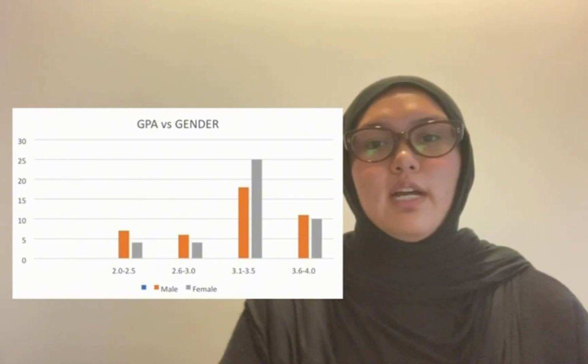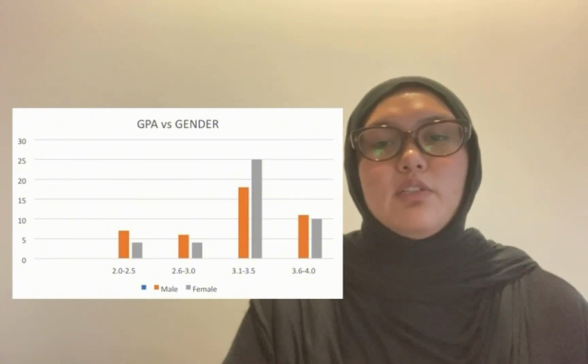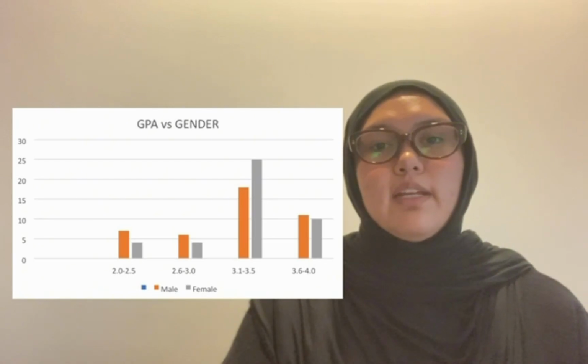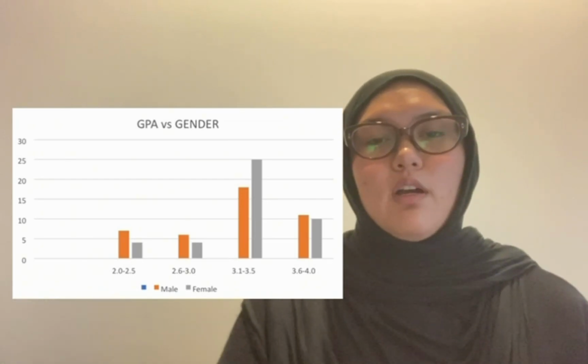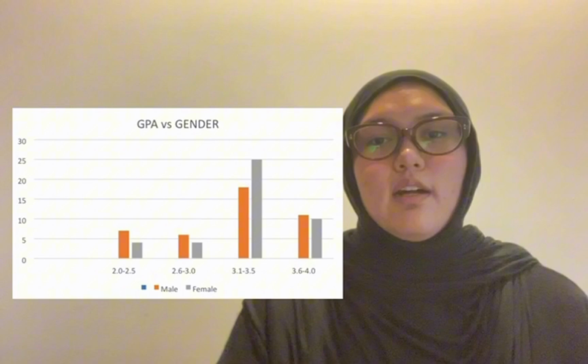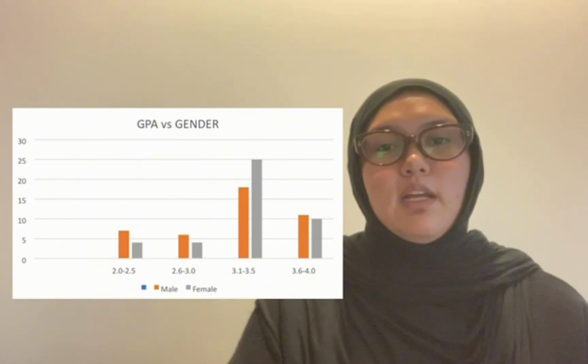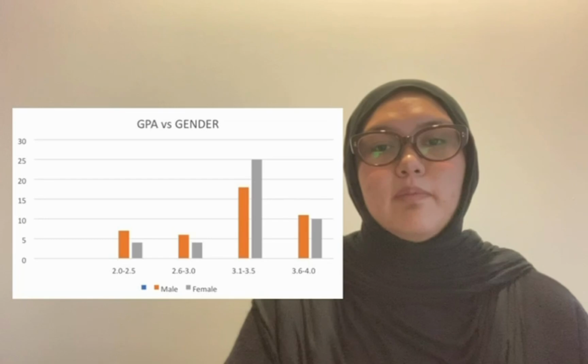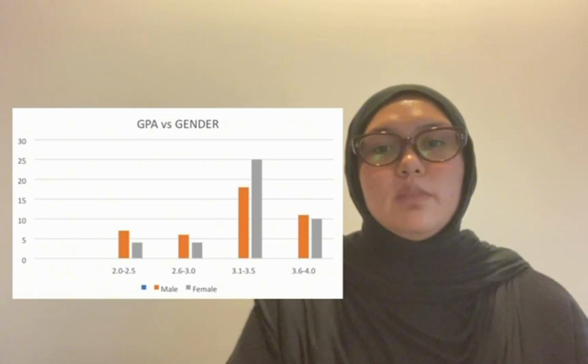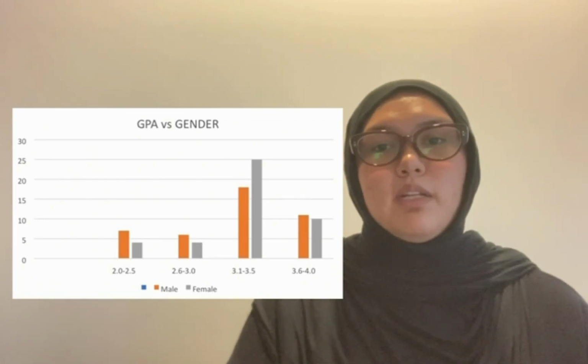For the highest GPA, 3.6 to 4 flat, males have 11, which is just a little more than the females, who have 10 students. In the lower GPA range, males are slightly more than females.